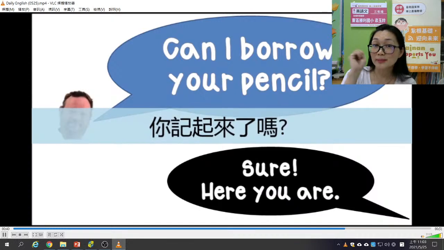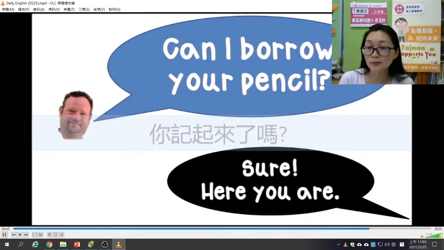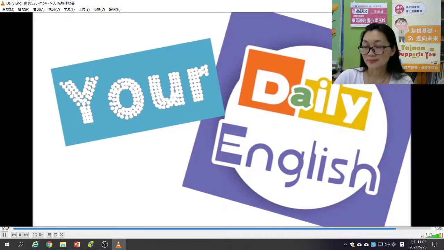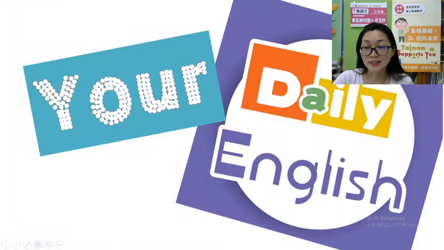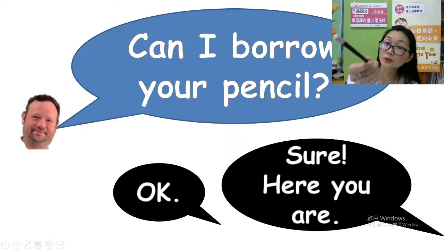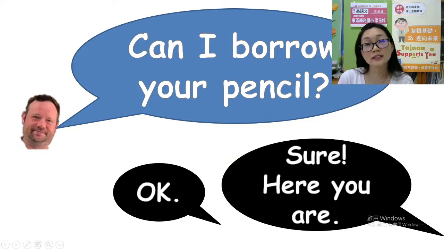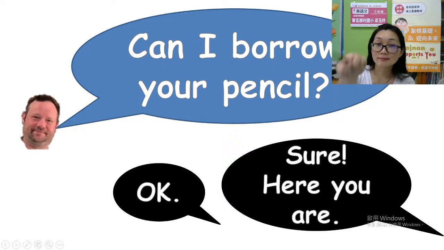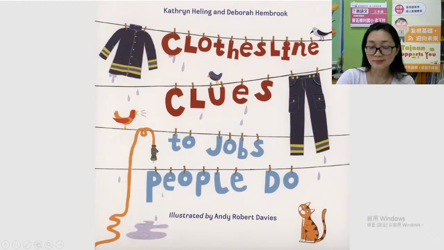Okay, so do you remember it? Can I borrow your pencil? Sure, here you are. Alright, so this is your daily English. The sentence: Can I borrow your pencil? You can say, "Sure, here you are," so this is your pencil. Or you can just simply say, "Okay." Alright, so again, repeat after me: Can I borrow your pencil? Sure, here you are. Or you can just say, "Okay," right? So, do you remember? Good.